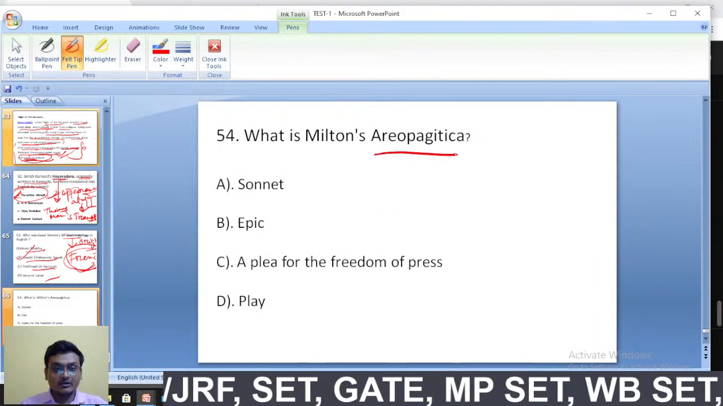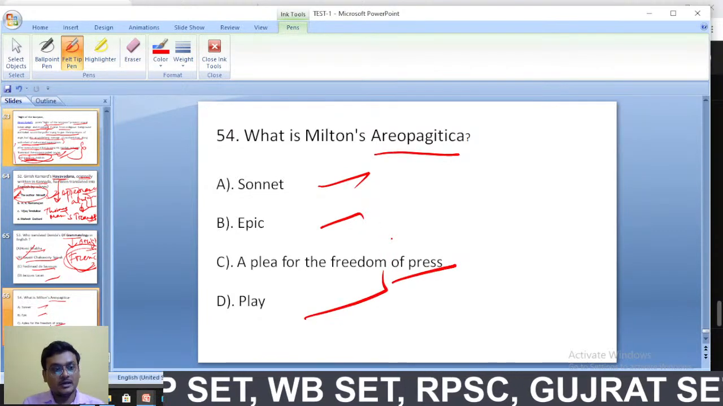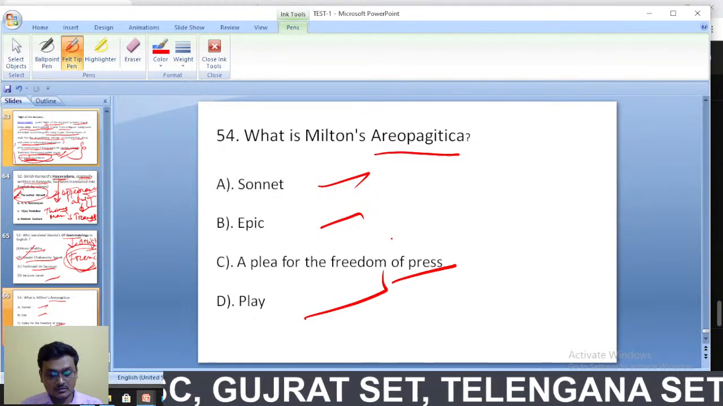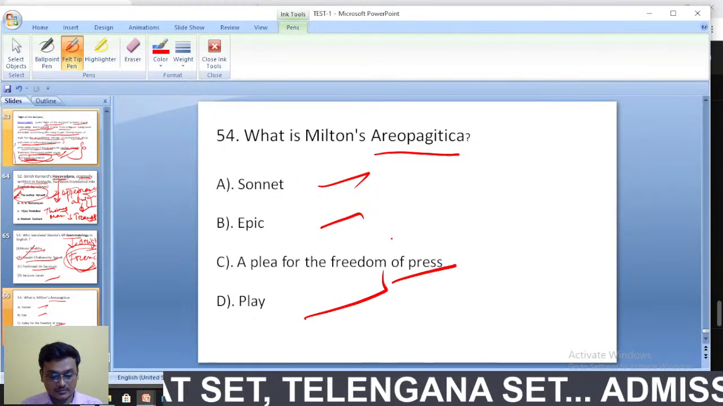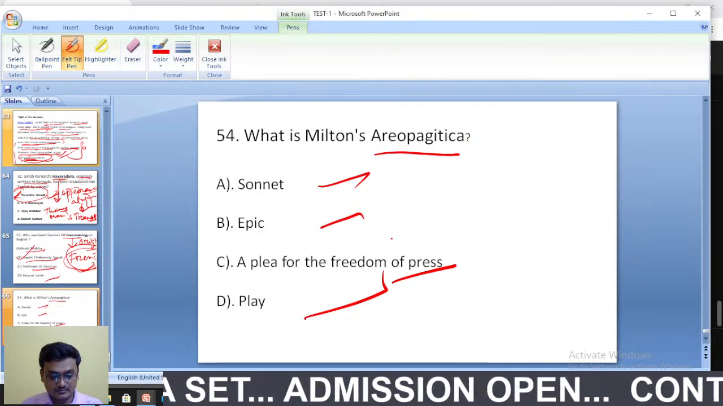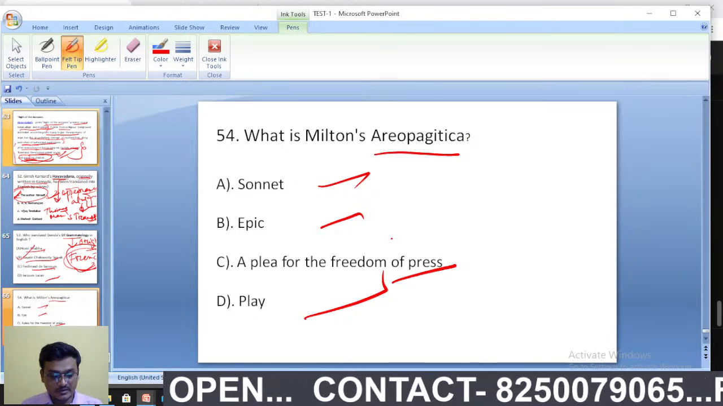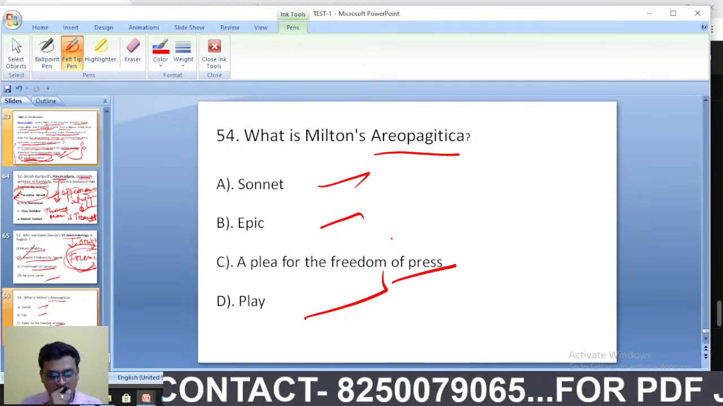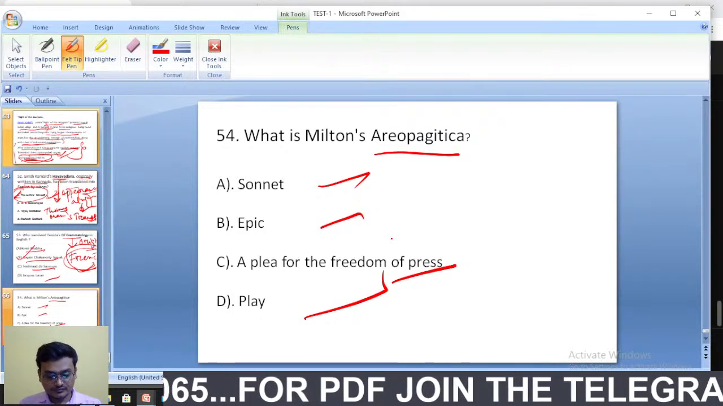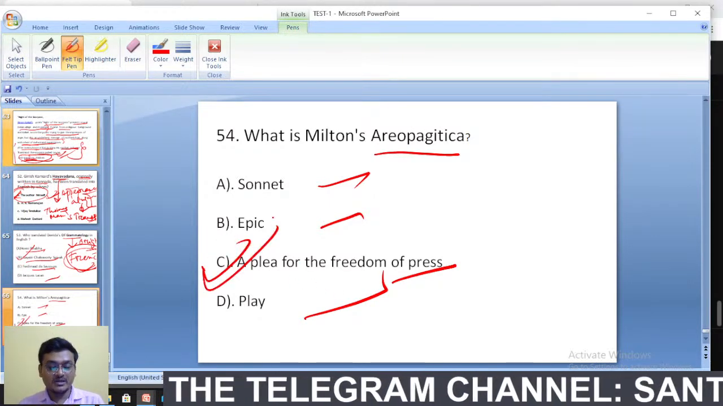What is Milton's Areopagitica? Sonnet, epic, plea for the freedom of press, or play? I'll be ending here. Tomorrow I'll be seeing you again. It is a plea for the freedom of press. Okay, I'll be ending quickly.